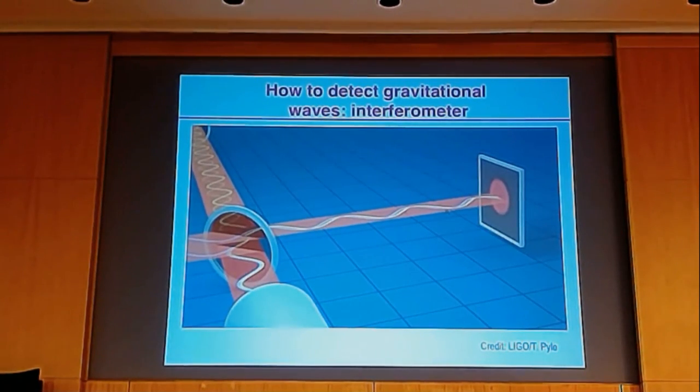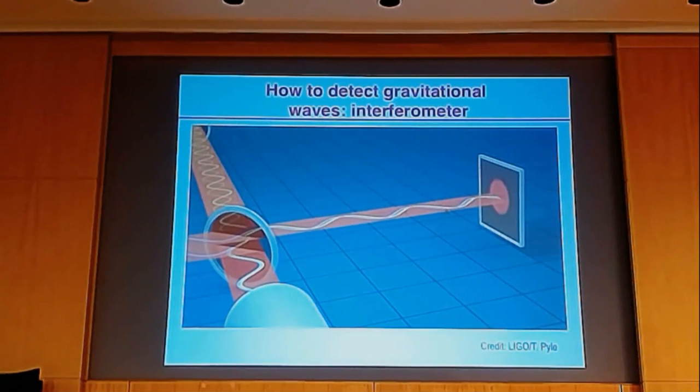Interferometry is used to measure these differences in distances very precisely in many different applications. Michelson and Morley used it in the 1880s, trying to find the ether and proving in the end that the ether does not exist. So it is a well-known technique.